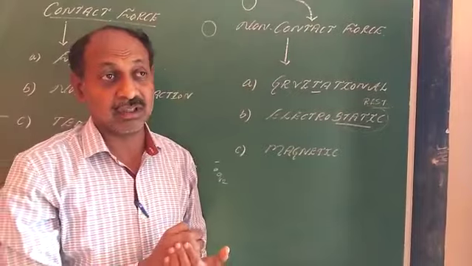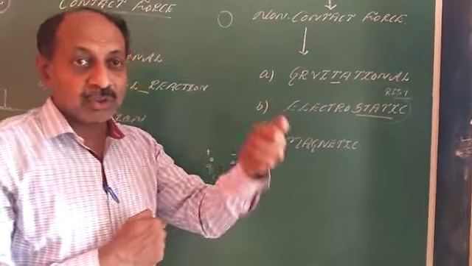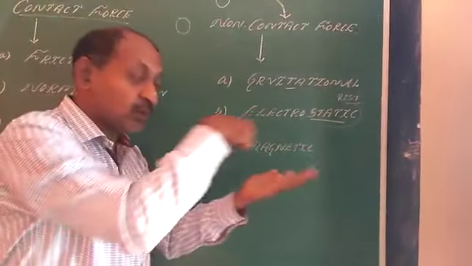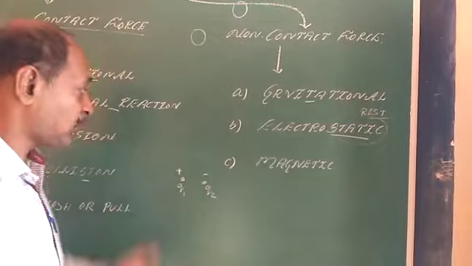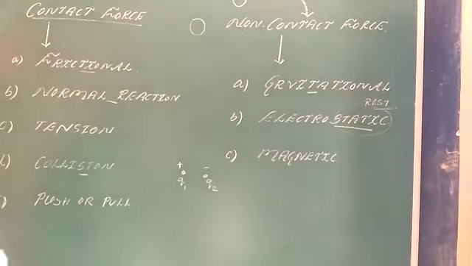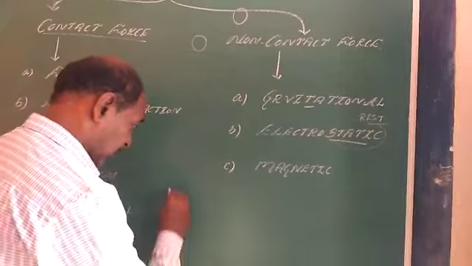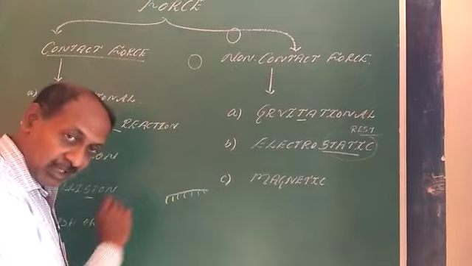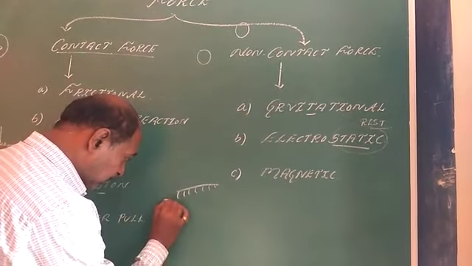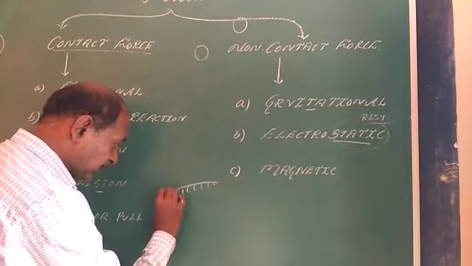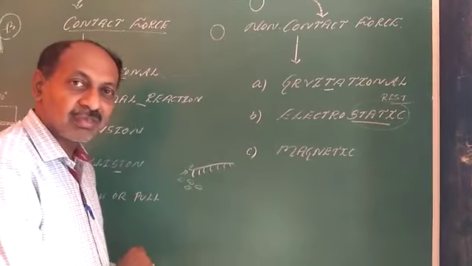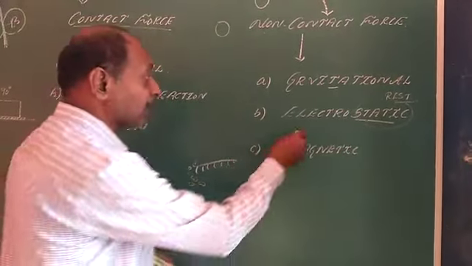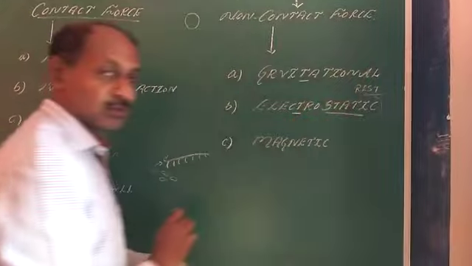You know the example. Take one comb and rub it with dry hair, and keep that comb near small bits of paper. What happens? It will attract them. It shows attraction because opposite charges exist. So this is also a kind of force, the electrostatic force.